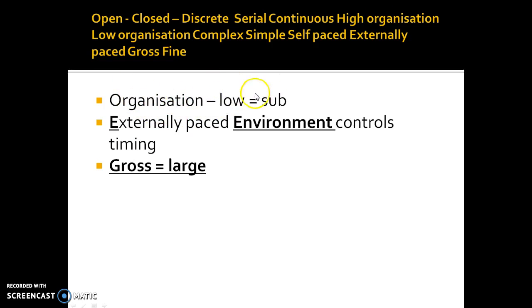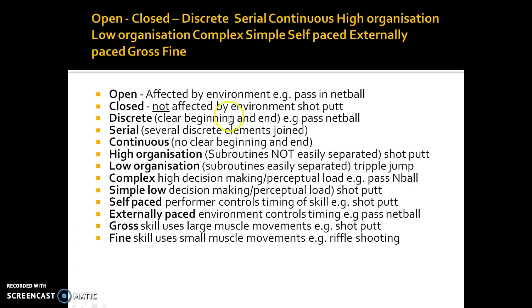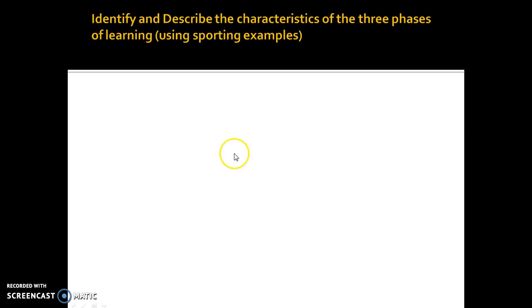Organisation, if you have low organisation, it would be a sub. Okay, that links to the answer. Externally paced begins with an E, which means the environment controls the timing. Gross is another word for large, and then you can talk about the opposite to that from there. Next one. There's the answer. Okay, so pause that when you're ready, have a look through, see you've got the right stuff. Remember, there is multiple shot puts, multiple passes, and you then also have, I think, triple jump and rifle shooting on top.